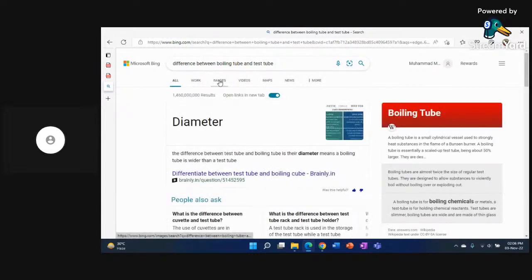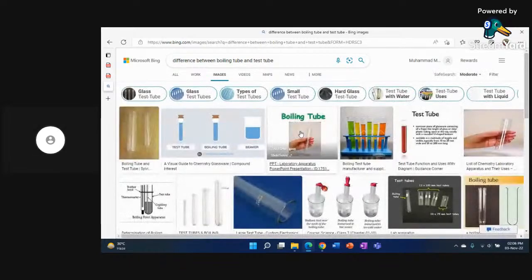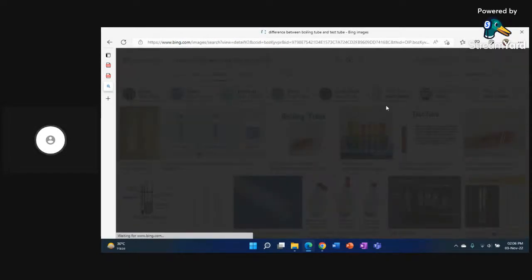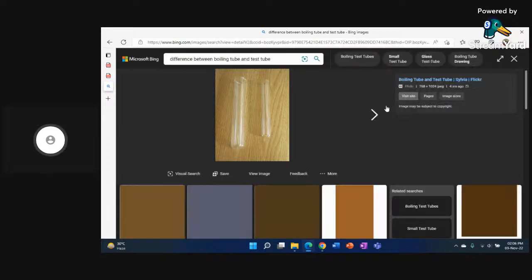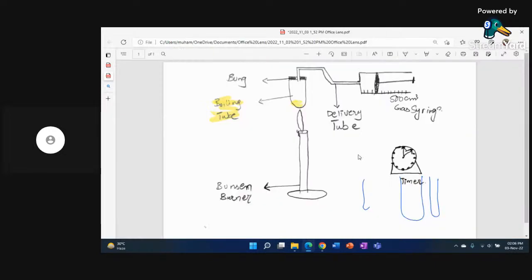Let me just show you the boiling tube and a test tube. Yeah, as you can see, over here this is a boiling tube. The one with the larger diameter, I can't write on it, but as you can see the pointer, this is the boiling tube, and on the right side you can see a test tube.